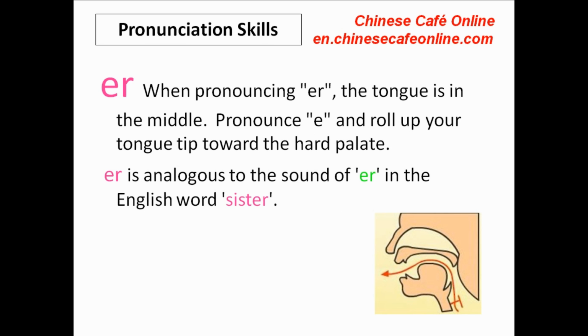The third final, er. When pronouncing er, the tongue is in the middle. Pronounce e and then roll up your tongue tip toward the hard palate. Er is similar to the sound of er in the English word sister.